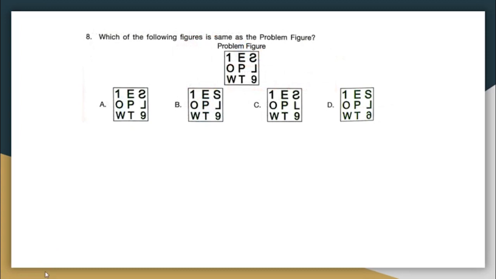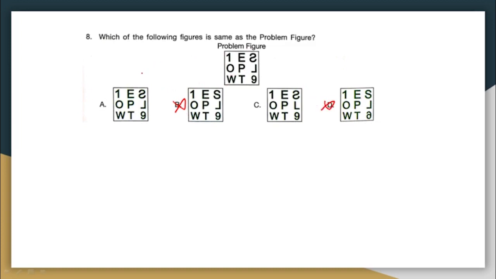Which of the following is the same as the problem figure? So which of the following answer figures is the same as the problem figure? So let us look at each option and let us compare. So this one is the same in all the figures. Okay. Then look at E. E is the same in all the figures again. Then look at S. S is written inverted like this. Here also S is in the same way, but here S is not inverted like how it is here. So option B is not the answer that we are looking for, because option B is not the same as the problem figure. Similarly, option D is also not the same as the problem figure, because again S is not inverted there.